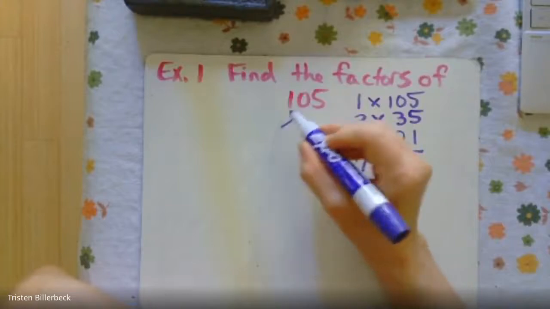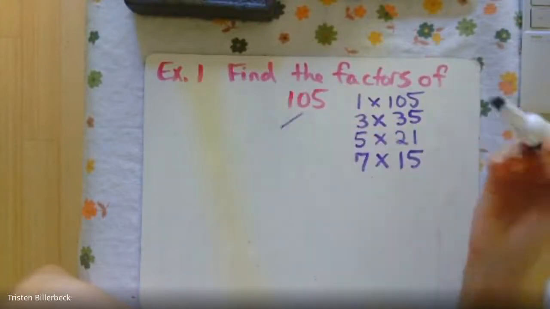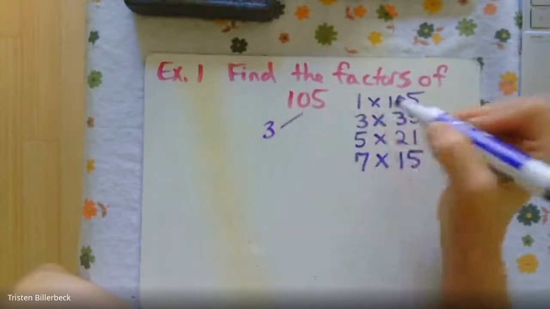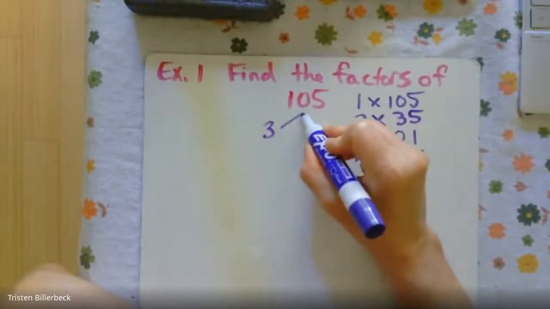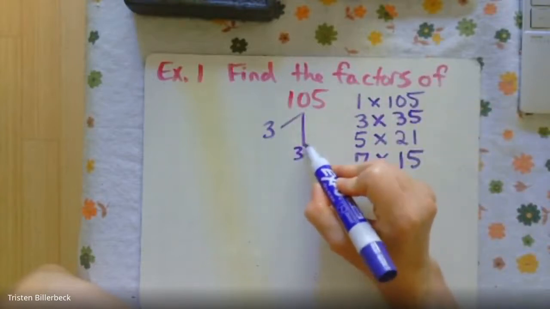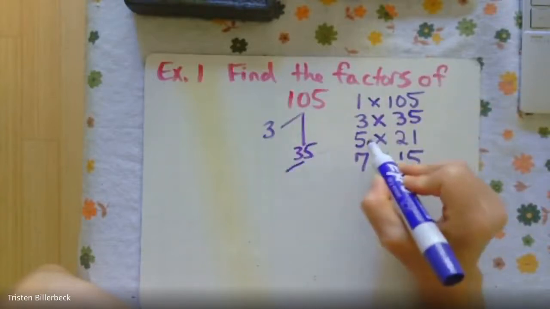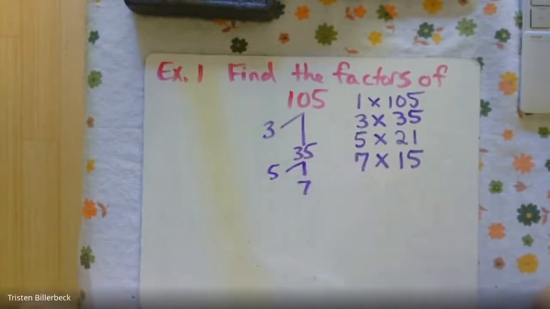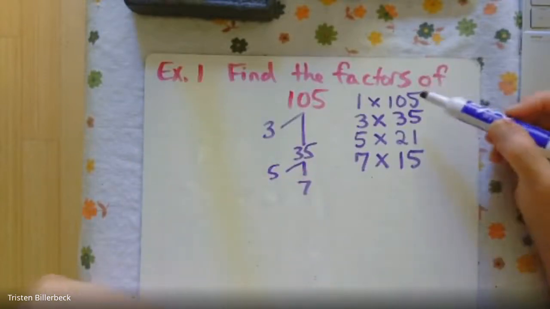I'm usually doing factor trees. So if I do a factor tree, which I'll talk about more later, I take the first prime number out, because 1 is not prime, and I have 35. And then I take the second prime number out, and I have 7. So all the combinations of these numbers should work.